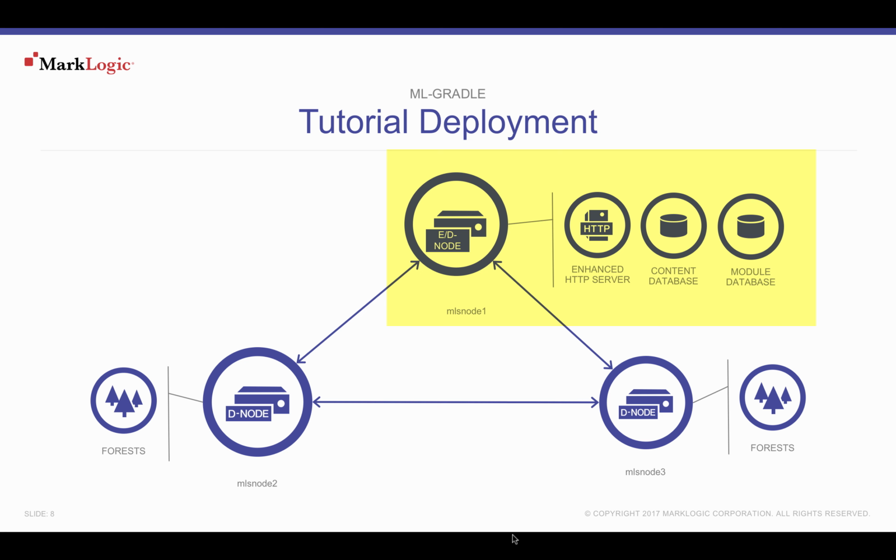The content and module databases will also be defined on this MarkLogic server. The combination E and D node architecture will support our REST connection to our Java middle tier and also permit redundancy for high availability if needed. Forests for content and module databases will also be created on this MarkLogic server. The MarkLogic servers MLS Node 2 and MLS Node 3 expand our data storage for our databases. The forests on one MarkLogic server replicate to forests on other MarkLogic servers to support our high availability goals.